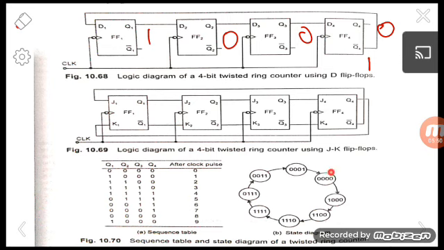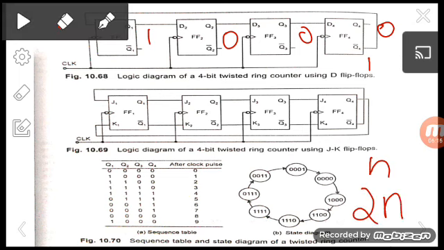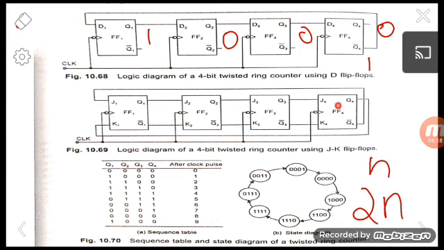So totally 8 states will be there. Using 4 flip flops we obtain 8 states, that is 2 into 4 equals 8. If the number of flip flops is n, we obtain 2n states. So we can call this Johnson counter a mod 2n counter, so it can count 2n pulses.